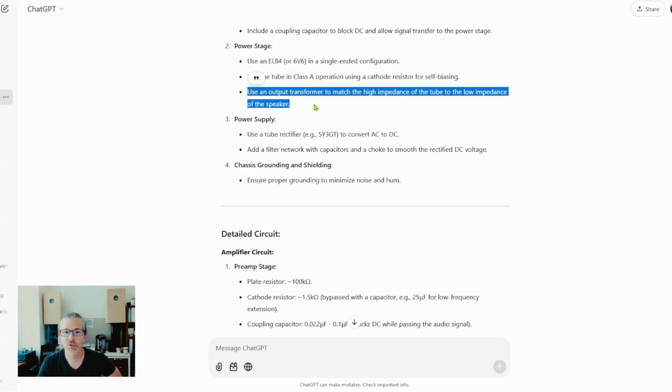Power stage. Use output transformer to match impedance of the tube to the low impedance of the speaker. Yeah, it's good. So it gives us an explanation why it chooses certain things and why you need things. And I think that's a great idea, because so far so good. It's largely good advice.